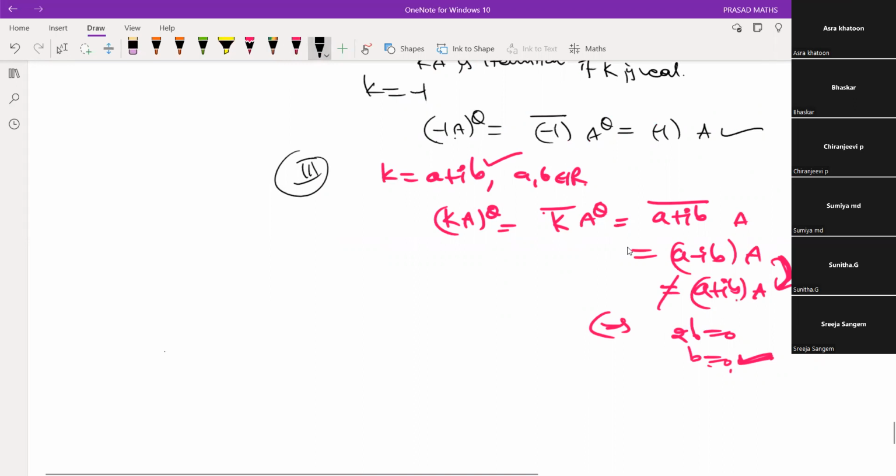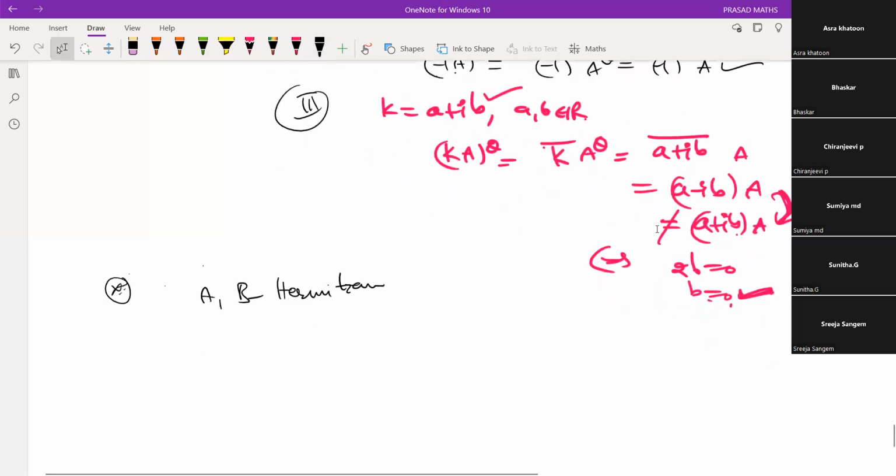Okay. So therefore, suppose you can take these properties. If A and B are Hermitian, problem.